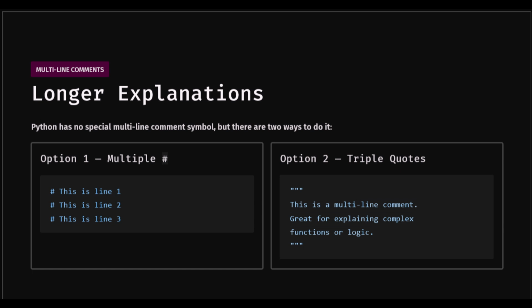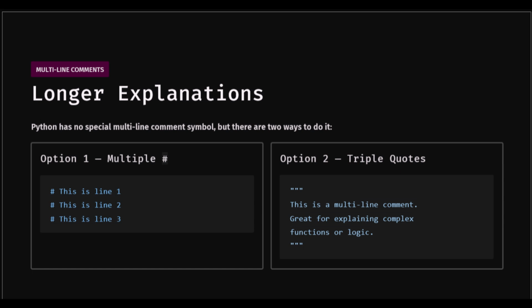Now, let's look at the two options on the screen. Option 1, multiple hash symbols. The most common way is simply using a hash symbol, hashtag symbol, at the start of every new line. This is the standard practice for adding notes that span across several lines.